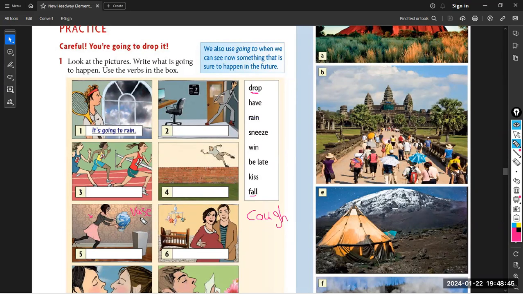Guys, vase is with the American accent, while British is vase. Please, this is really important.